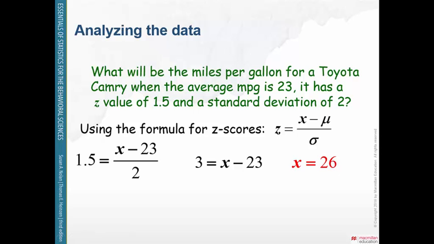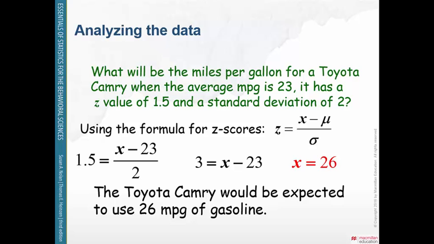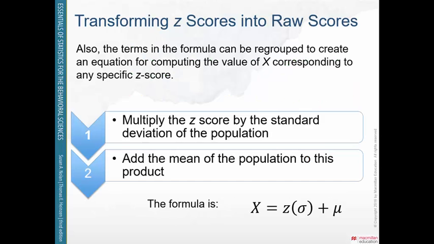Now, some of you are saying, oh my goodness, cross multiplying. You can't make me do that. Oh, there you go. Camry would be expected to use 26 miles per gallon of gasoline. And anyhow, if you are upset about the cross multiplying, don't worry, I won't make you do it. There's actually a formula. This is the formula if you want to solve for x and you happen to know z and sigma, the standard deviation, and mu. This is what we just did.